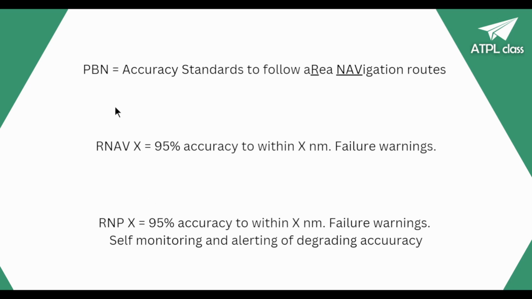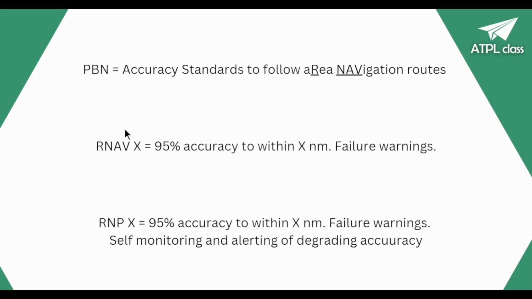So in summary, PBN is a set of accuracy standards that we need to follow in order to fly area navigation routes, area navigation being shortened to RNAV. These standards can be applied and applicable to these routes due to a number of things. Terrain can be a big one to think of, or just the actual capability of the aircraft and these special types of routes.